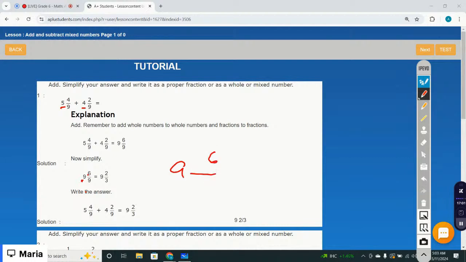You can divide them by the greatest common factor, that is 3. So 9 whole 2 over 3. The correct option is 9 whole 2 over 3. Let's just start with the test questions.